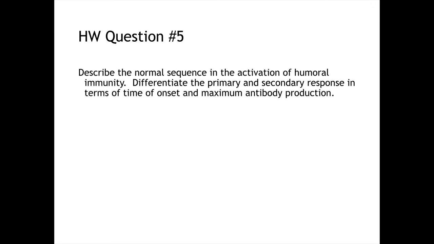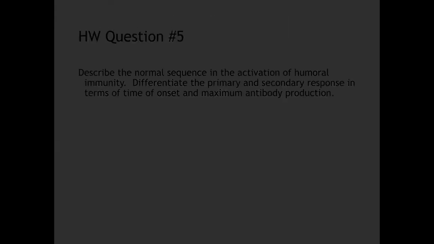All right, so here's your homework question. I would like you to describe for me the normal sequence in the activation of humoral immunity, differentiating the primary and secondary response in terms of time of onset and maximum antibody production. So this is your homework question for Unit 5.